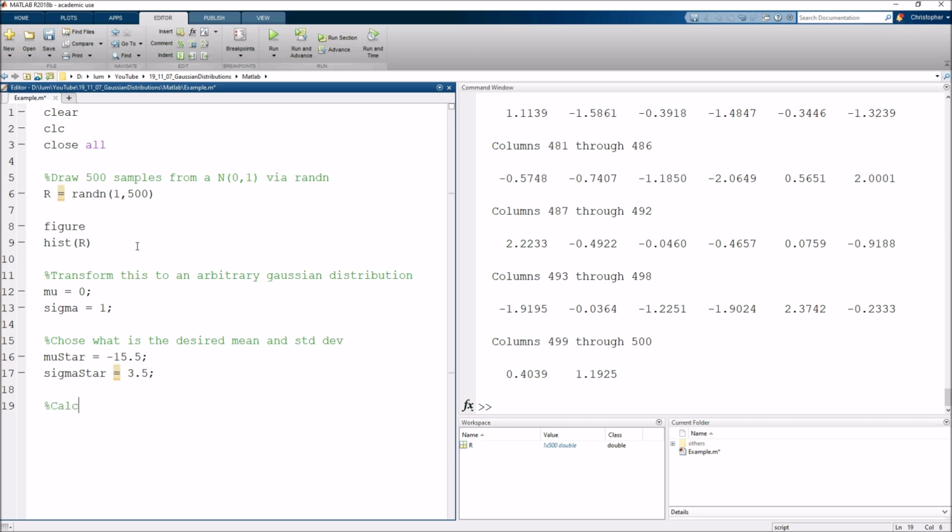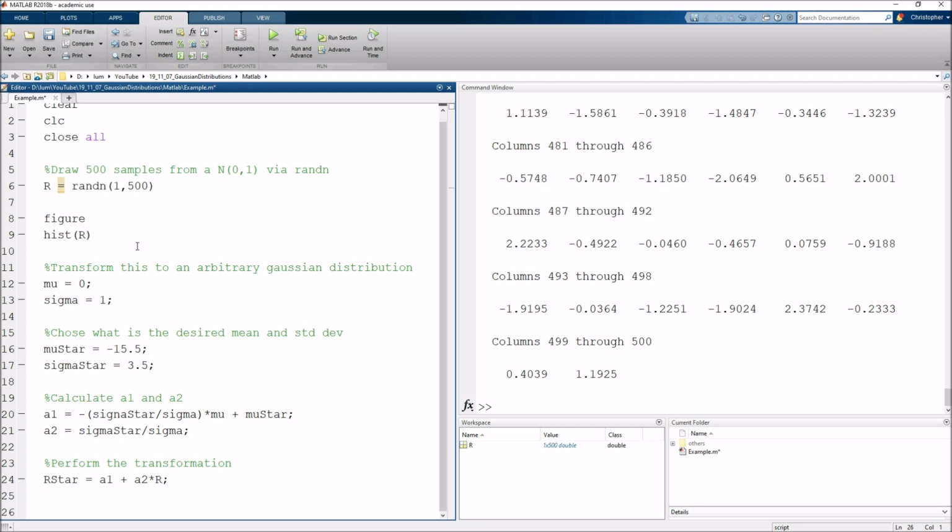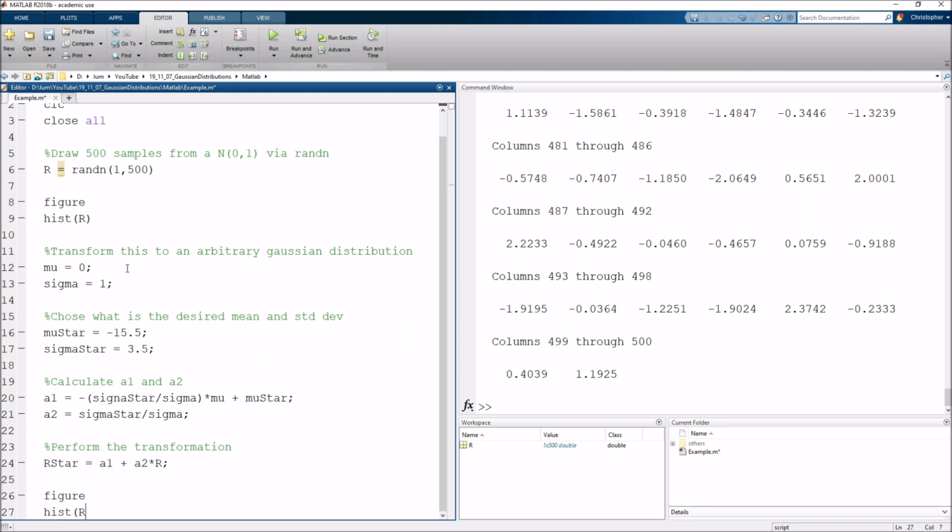Now we can calculate A1 and A2 via the equations we had on the board just now. A1 is going to be minus sigma star over sigma times mu, plus mu star. And then A2 is sigma star all over sigma. Great. Now we can perform the transformation. R star, or these new random samples, is going to be A1 plus A2 times R. And now let's plot this one here. I can say figure, hist of R star.